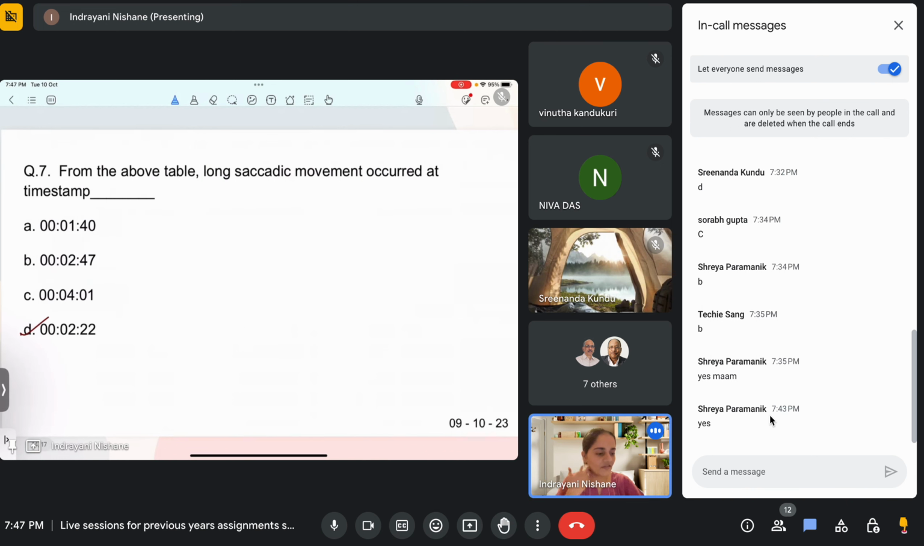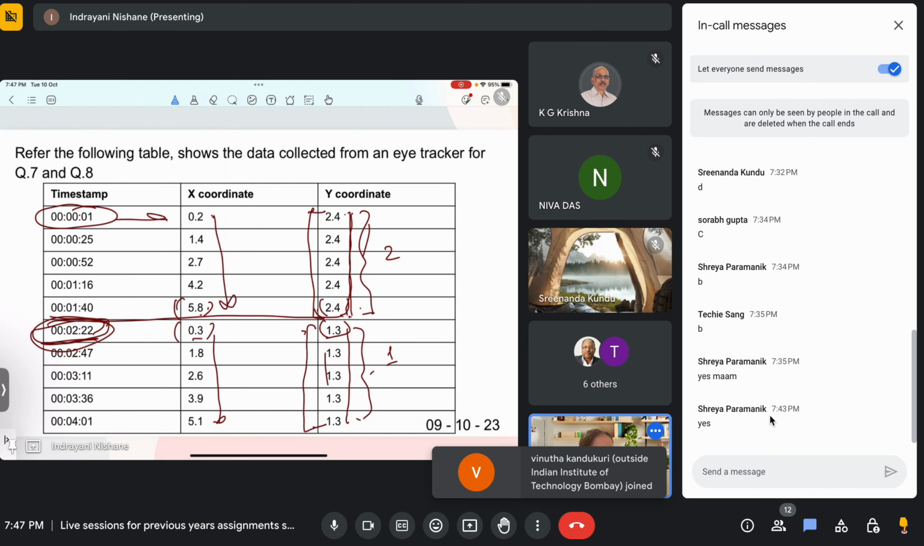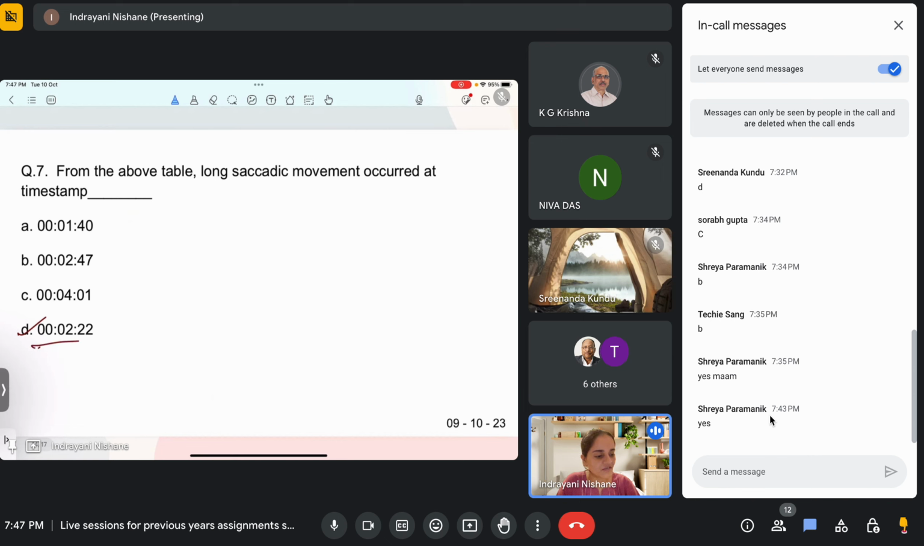It's a very intuitive kind of thing. At this point one saccade was beginning, at 1 microsecond, where it was first, and then it went all the way to 5.8 on the same x coordinate, and then the eye gaze came down to this particular coordinate, this set, and it went on to this set. So this is the first saccade and this is the starting point of the second saccade, but in our options we just have this, so it is option D.